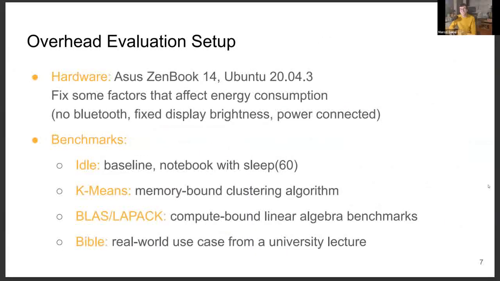So as Didi mentioned, the overhead of these tools should also be measured, because if the overhead of the tool itself is large, then it kind of defeats the whole point. So we did some early evaluations with a few different benchmarks, one that just waits, and then a memory-bound and a compute-bound algorithm. And finally, a real-world Jupyter notebook from a university lecture here. Next slide.